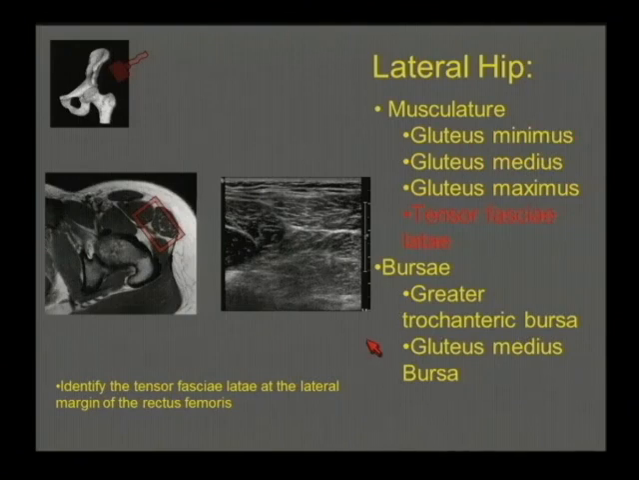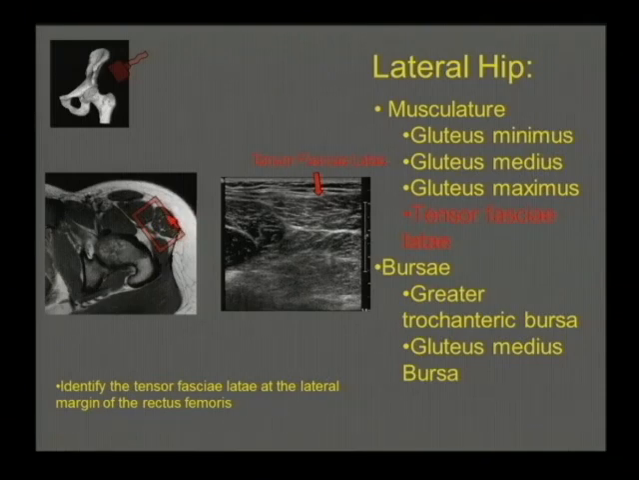The tensor fascia lata, we mentioned this muscle earlier when we talked about the anterior hip, arising from the lateral margin of the anterior superior iliac spine. It has a relatively characteristic appearance on MR and frequently on ultrasound as well. So you notice here on this corresponding T1 weighted MR image that there's some bright areas within the muscle, and it often has a higher fat content than some of the surrounding muscles.